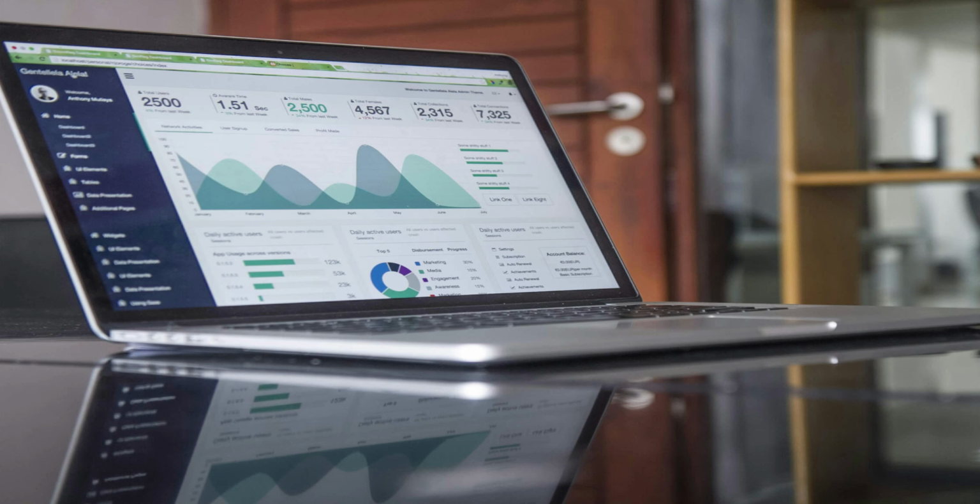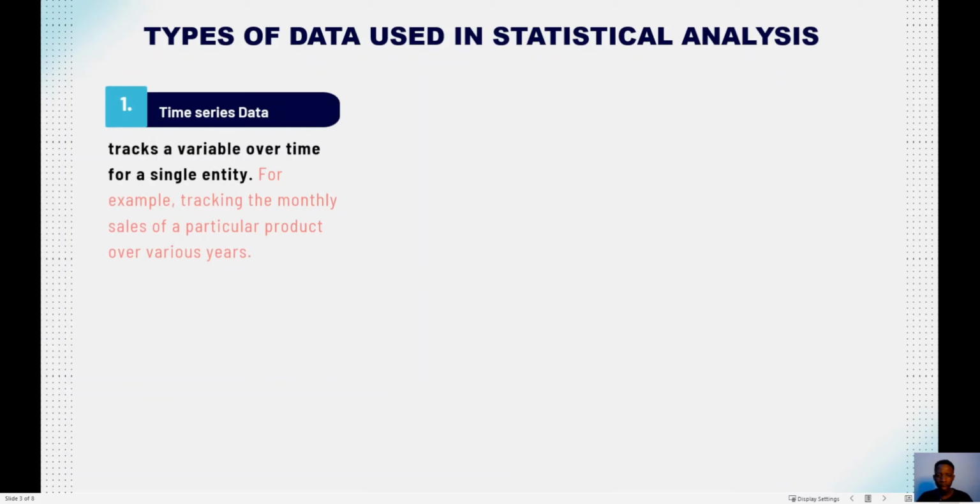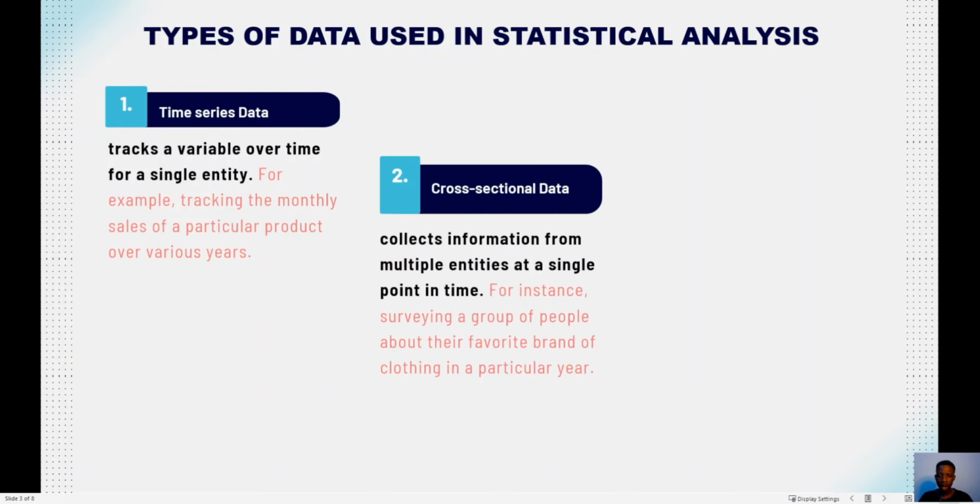So, let's look briefly at the types of data used in statistical analysis. One, we have the time series data. We try to track a variable over time for a single entity. That is, trying to look at the sales of a particular product over various years. The second one is cross-sectional data, which collects information from multiple entities at a single point in time. For example, trying to survey a group of people about their favorite brand of clothing in a particular year.